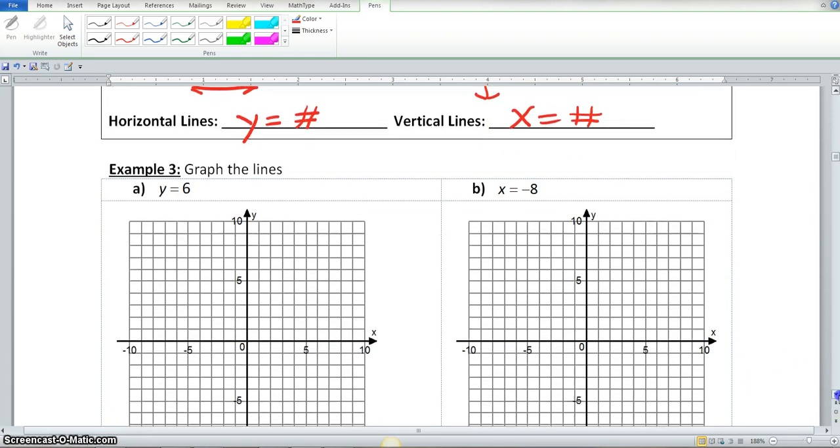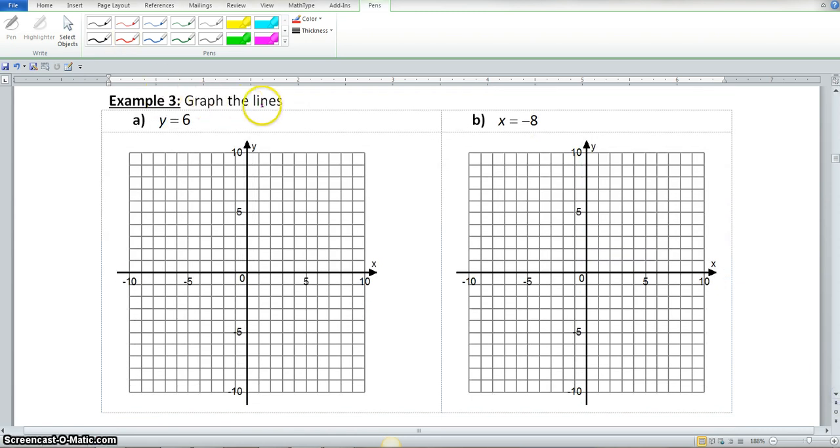Now, we come here. The example. Example 3, it says graph the lines. We have y is equal to 6. So we go on the y-axis up to 6. And then what you would do is you would draw a line, because this would be a horizontal line. And it's supposed to be a straight line. Again, you have a straight edge. I do not. So this is our answer.